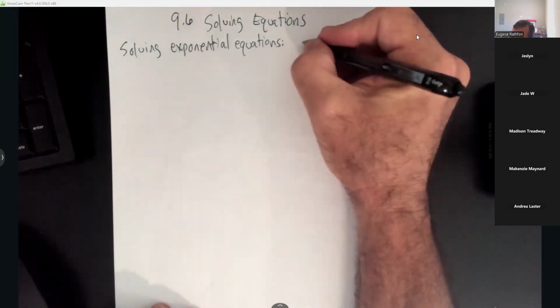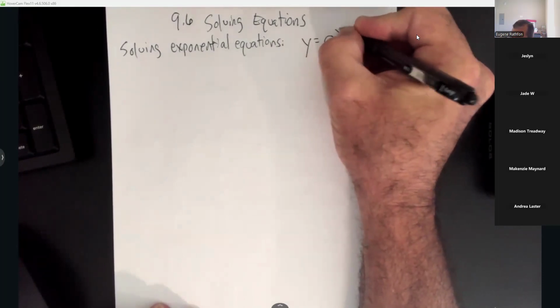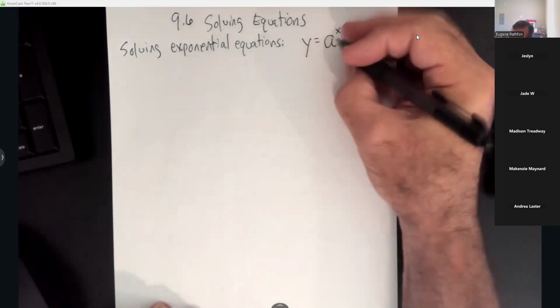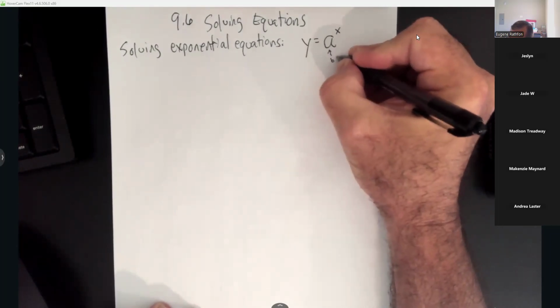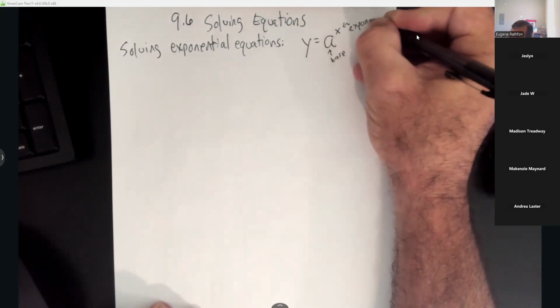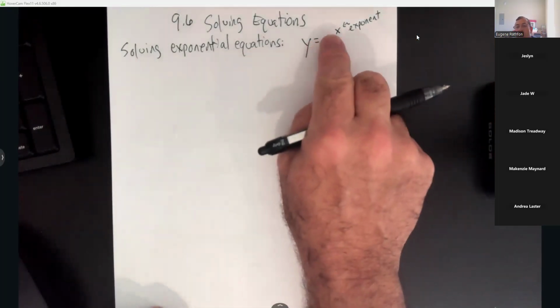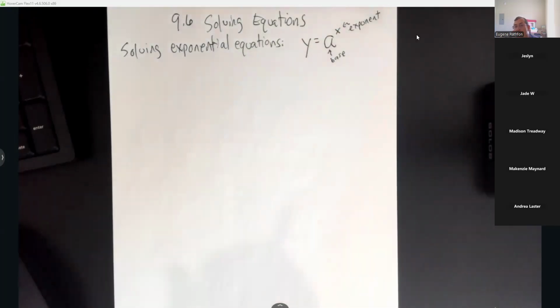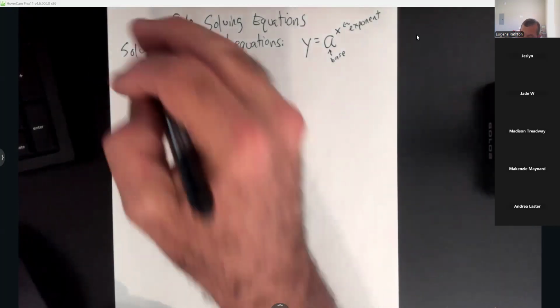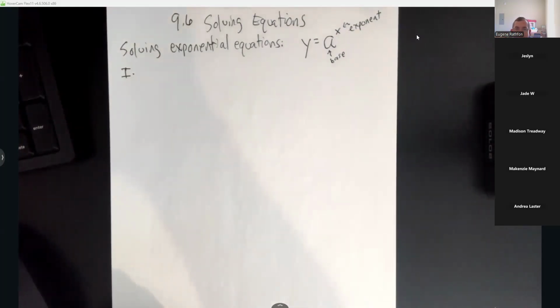And y'all, exponential equations look like this. Y equals A to the X. Remember, A is the base, X is the exponent. But in these equations, we're solving for X, which is going to be the exponent, okay? So the steps to solving, I'll write those and then we'll play with some equations.